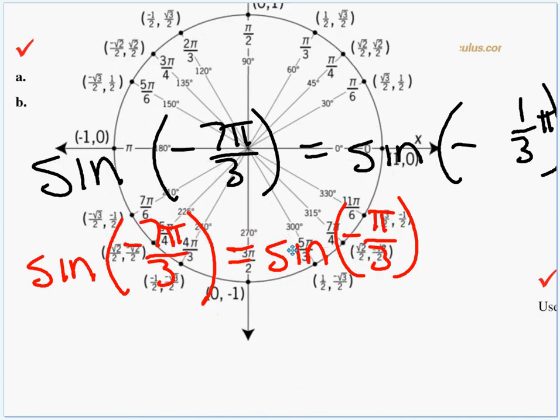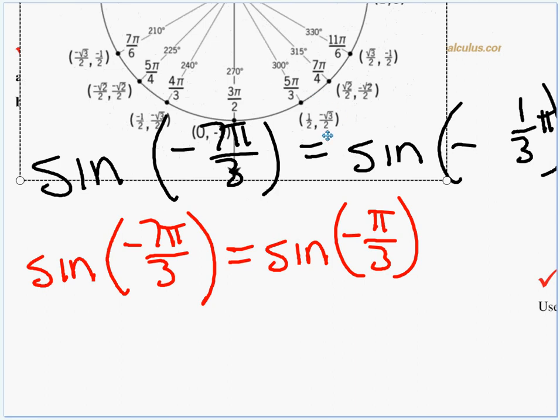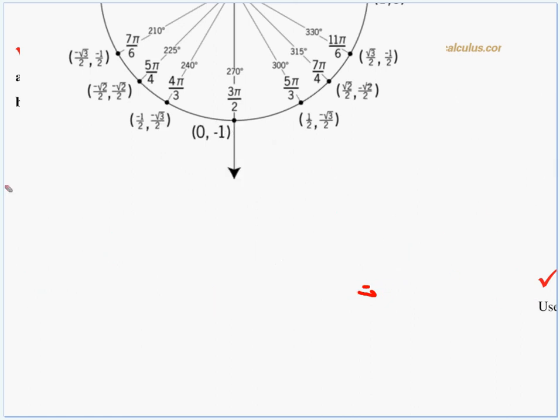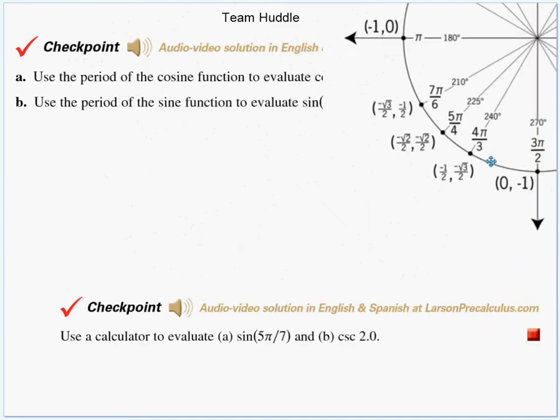So if I bring my unit circle up here, here we are at 0. If we go 1/3 in the negative direction, that takes us to this 5/3 pi. And our sine value there is negative root 3 over 2. So the sine of negative 1/3 pi has that value, as does the sine of negative 7/3 pi. And I think that was it for that one.